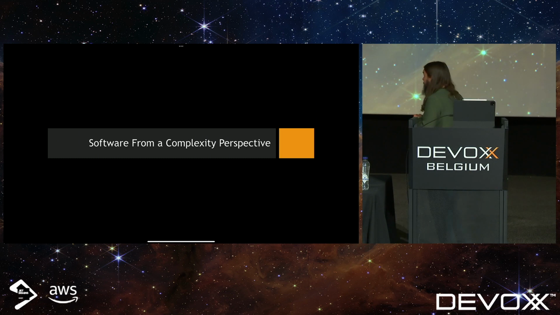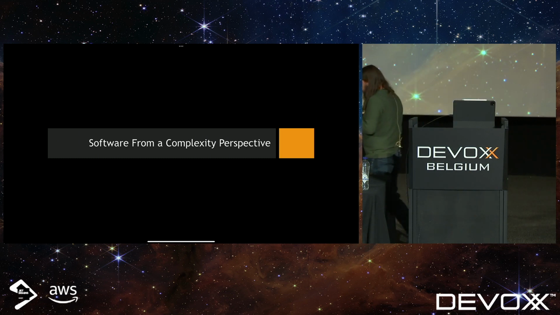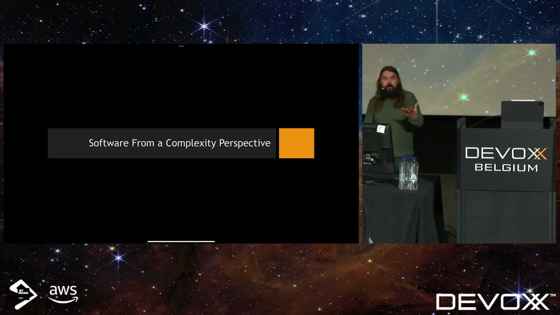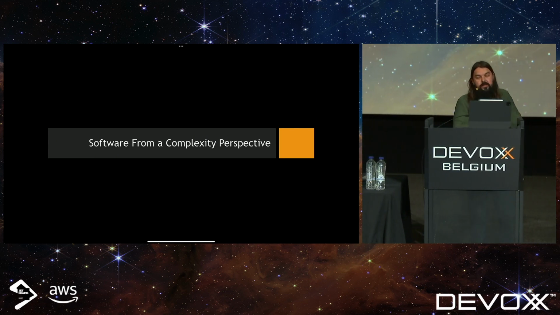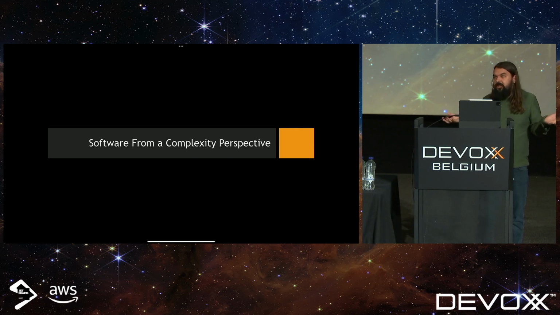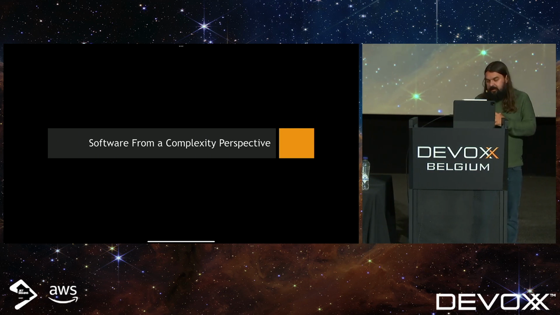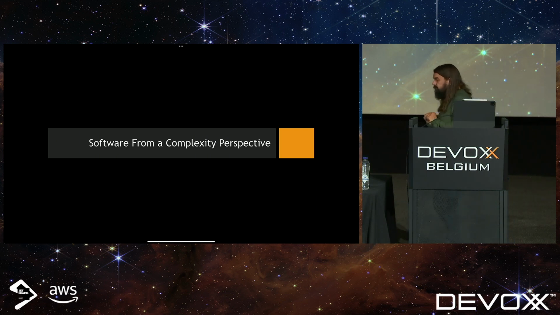The next thing that we have to do is to look at software from a complexity perspective so that these two worlds can meet. And so how do we describe software engineering as complexity scientists? I've plucked a couple of important ideas from the complexity sciences, and we're going to look at software.